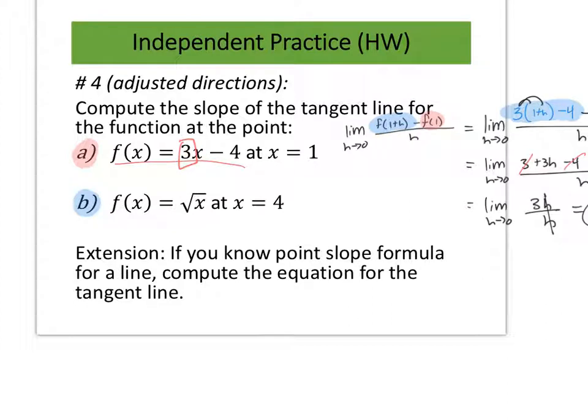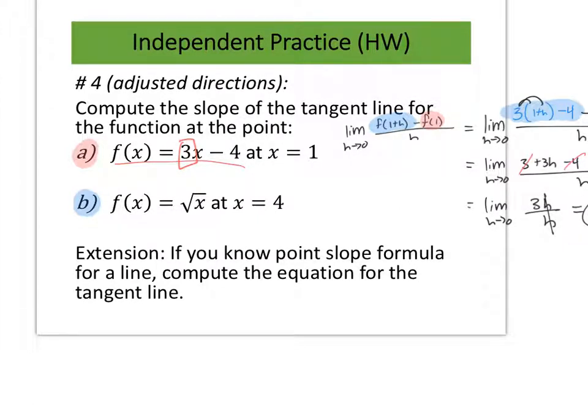We'll go ahead and do this last one. There's an extension question. If you know the slope of the formula for a line, you can compute the equation for the tangent line because you know a point. It's a point slope formula, if that's something that interests you and you want to extend on it.